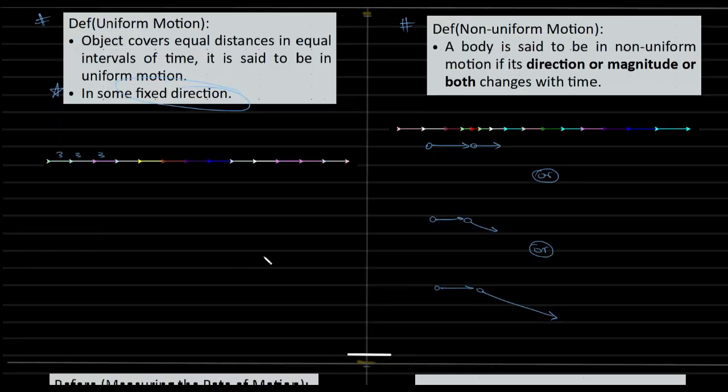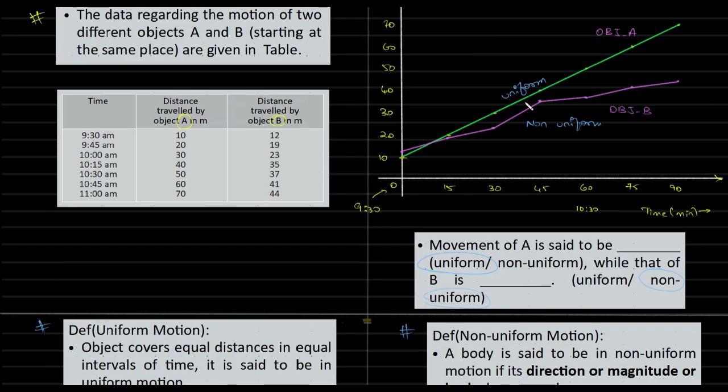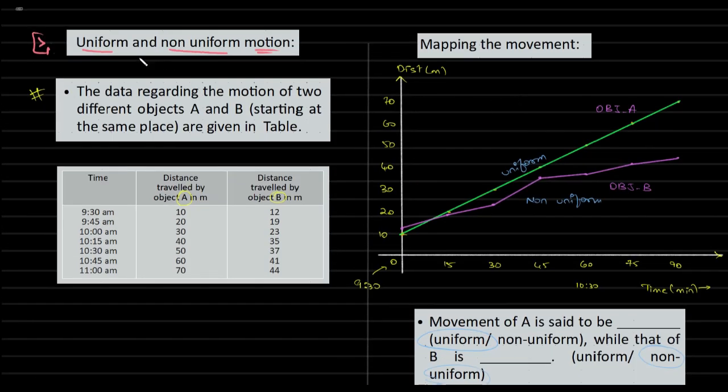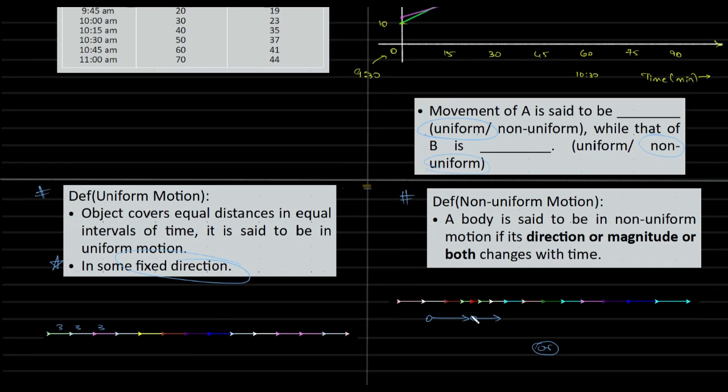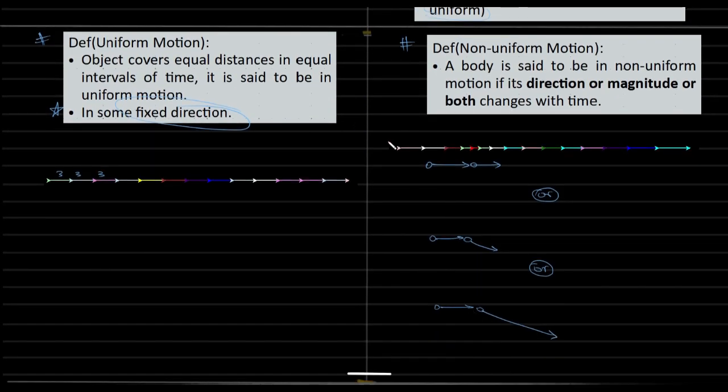Okay. So as a definition, non-uniform motion is a body or an object covering unequal distance in equal intervals of time, or if its direction or magnitude or both change with time, then the object is said to be in non-uniform motion. Okay, so write the heading, draw this particular graph and fill in these blanks, and then you have to define these two and give an example.